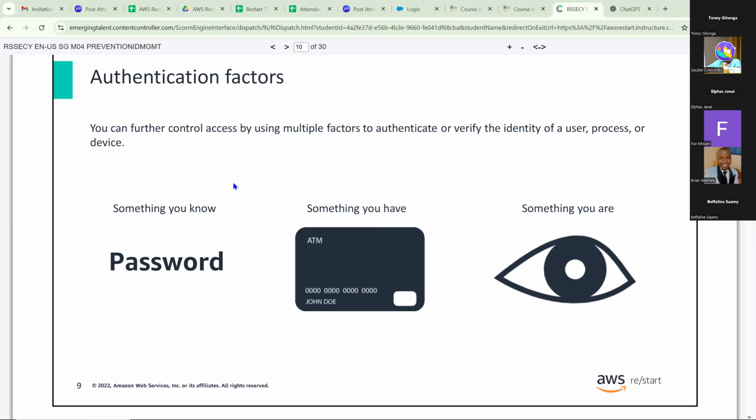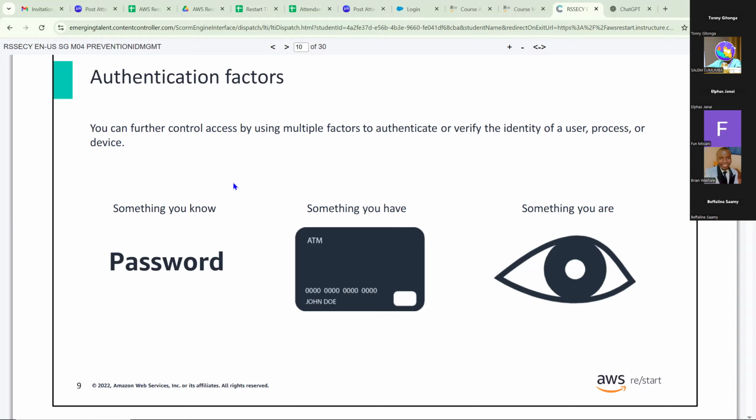So I hope that story has shown you the importance of using multiple authentication factors. You can further control access by using multiple factors to authenticate or verify the identity of a user, process, or device. There are three things that you will give when you are talking about multi-factor authentication. The first one is called something you know. That's the first one. Something you know can be something like your password.